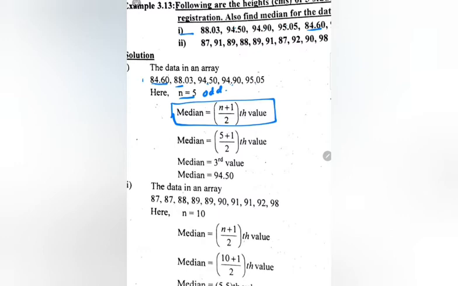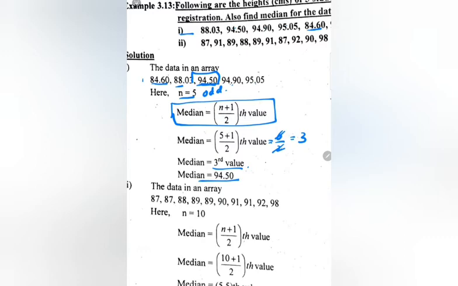n is 5. Put n as 5 here. This becomes 6 by 2. 6 by 2 is the third value, and we count the third value from here. This is the first value, this is the second, and this one is the third value. The third value is 94.50, which is called the median. And now go for the second example.